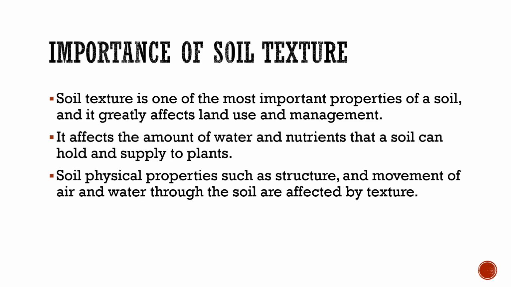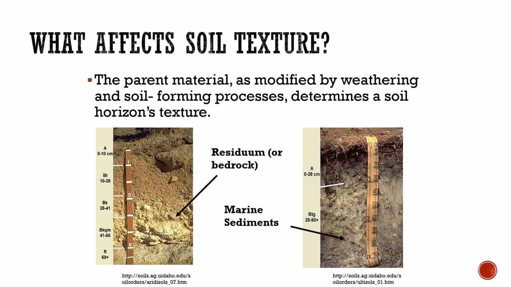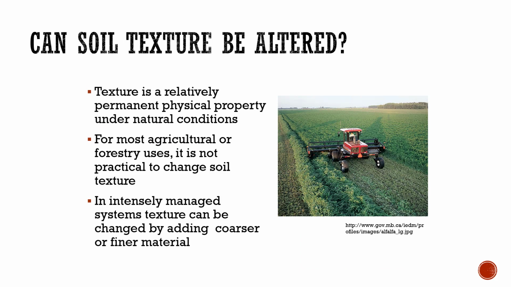Soil texture is a really important property of the soil. It greatly affects land use and management. It affects how much water and nutrients a soil can hold and supply to plants. And other physical properties such as structure and movement of air and water through the soil are affected by this texture. Soil texture is affected by the parent material once it's been modified by weathering and soil forming processes. So texture really is a relatively permanent physical property under natural conditions, and it's not practical to try to change it.